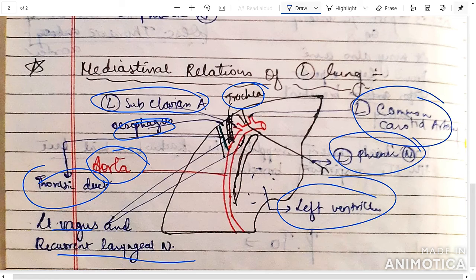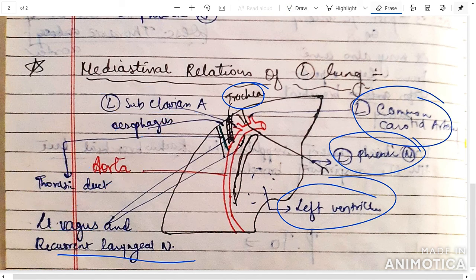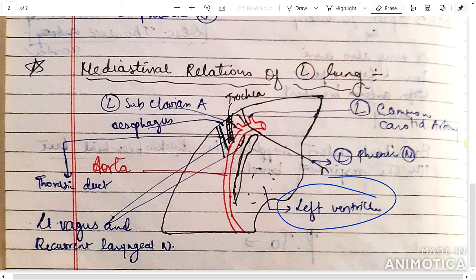So onto the mediastinal surface of the left lung we can see what? We can see the aorta, we can see the left common carotid artery, left subclavian artery, we can see the trachea, we can see the esophagus, we can see the thoracic duct, we can see the left vagus, we can see the recurrent laryngeal nerve, we can see the left ventricle, we can see the left phrenic nerve. Okay, so you can take a snapshot of this picture also. I am cleaning it up. Okay, so you can take a snapshot of this and do attempt the test whose link is given in the description.